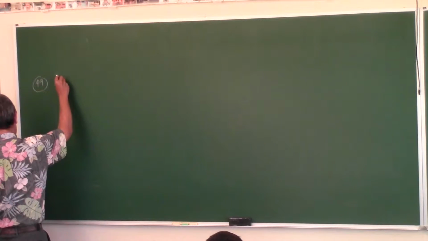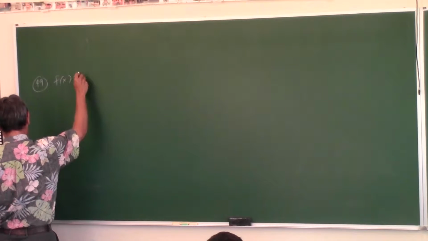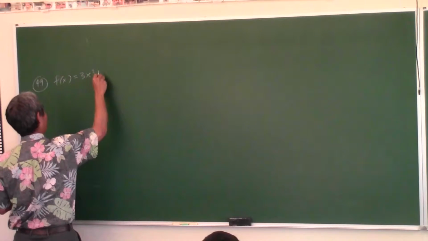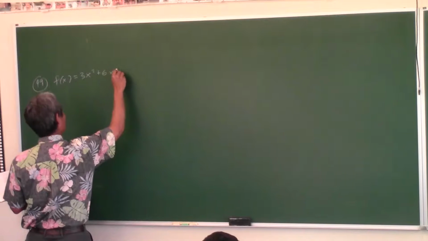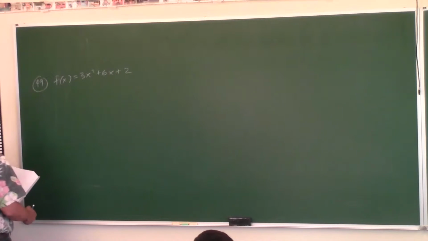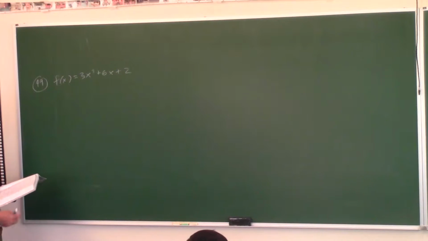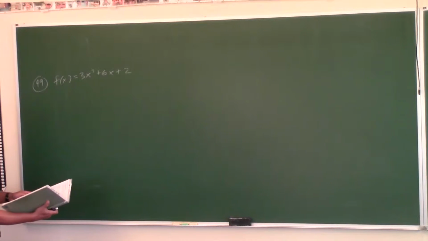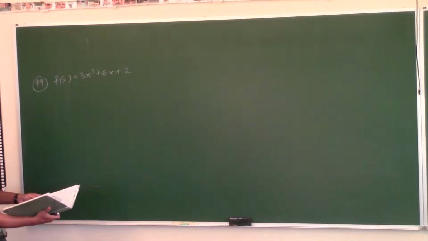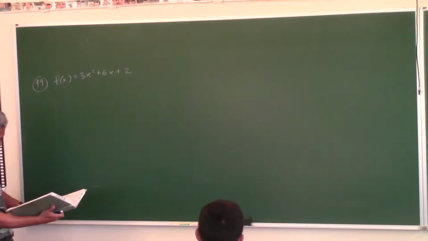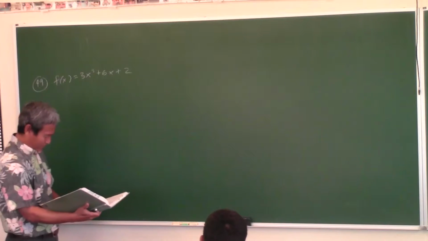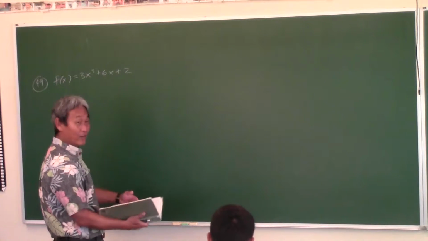49. So we have f of x is equal to 3x squared plus 6x plus 2. And if you weren't with us on Monday, then you should write this down, because it'll save you some time. So look at all the stuff you gotta do. Find the vertex, axis of symmetry, y-intercept, x-intercepts, determine the domain and range, and determine whether the function is increasing or decreasing. Oh, and then you have to graph it too.